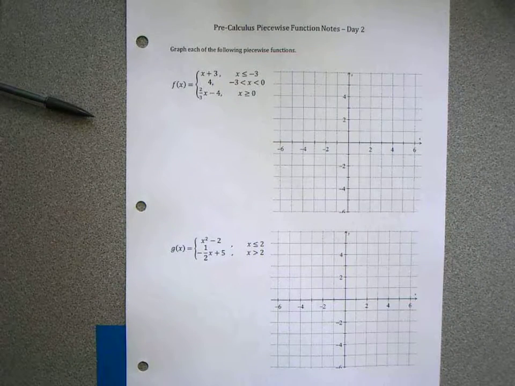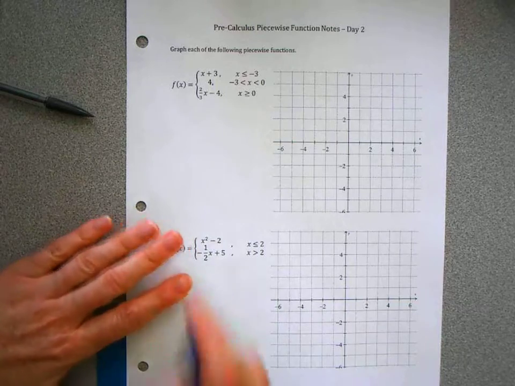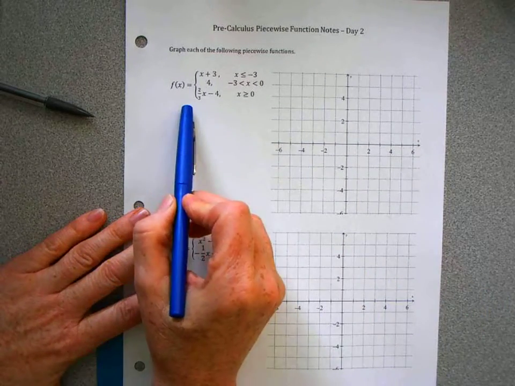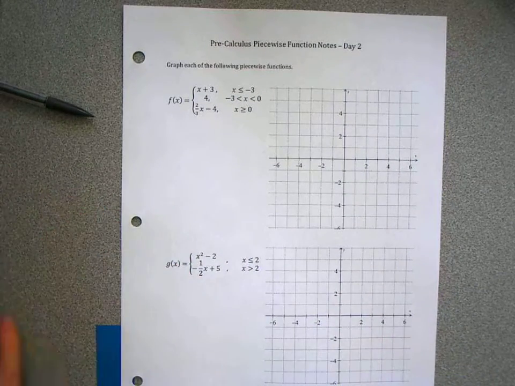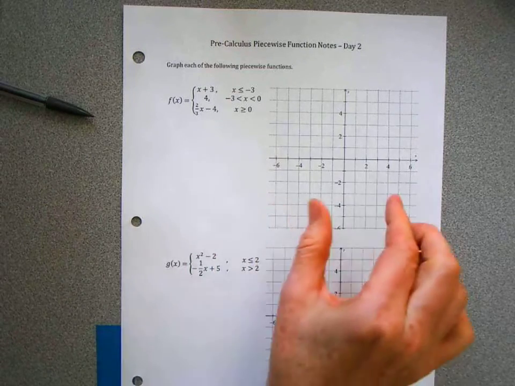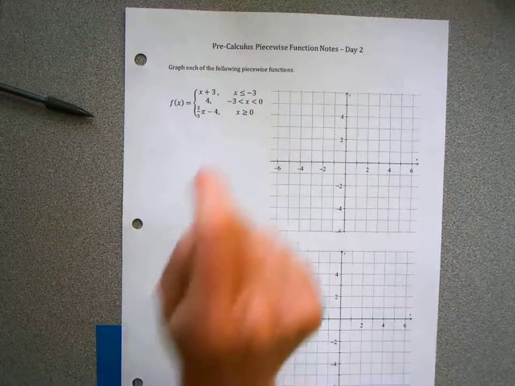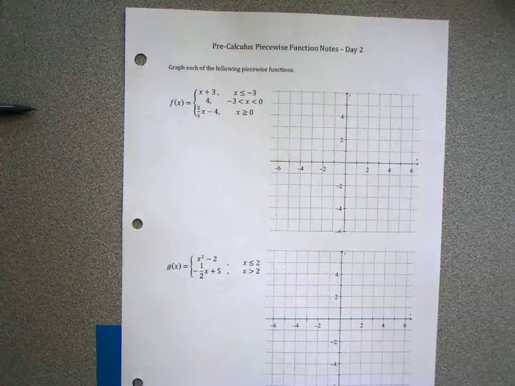So, day 2 of piecewise functions. Yesterday we were given a graph and we wrote the piecewise function. Today we're going to have the piecewise function given to us and we're going to graph it. So what we're going to do is graph each of the 3 pieces and then only highlight the piece of the domain that we need. So let's get started. I call this, we're going to graph and erase. That's our strategy for today.